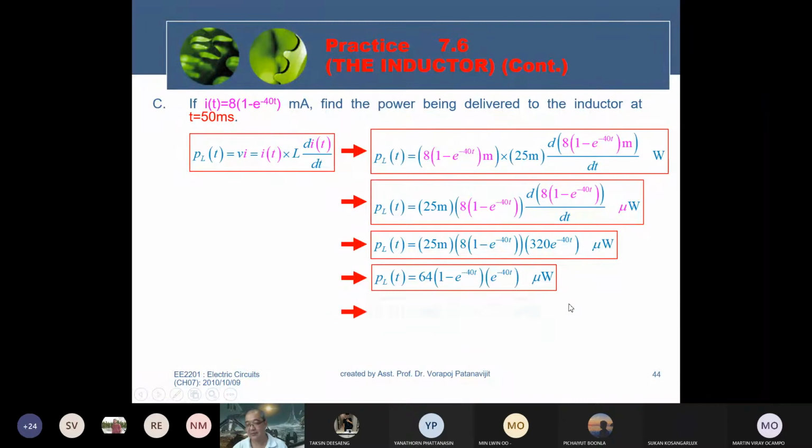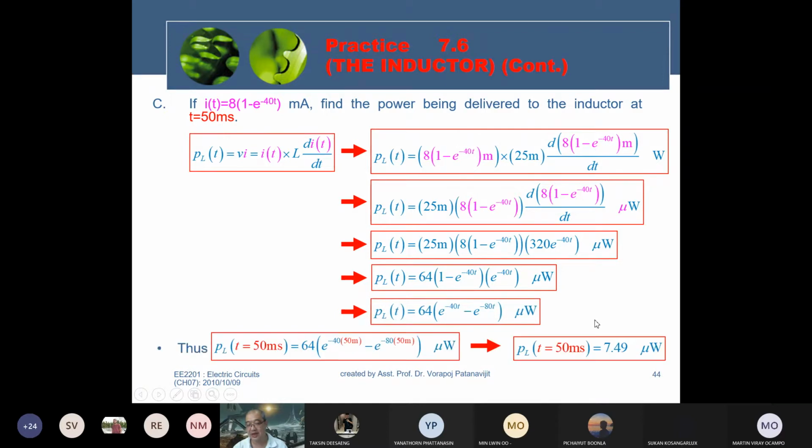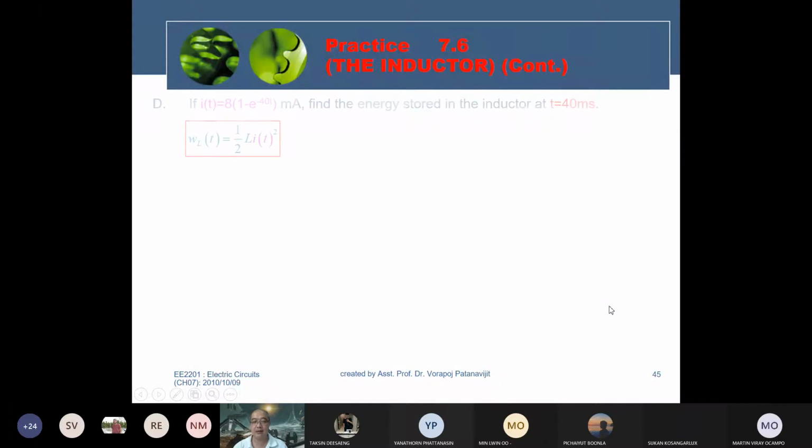The question asks for the power at time equal to 50 milliseconds, so you must substitute t equal to 50 milliseconds in the final answer for the power of the inductor. In this case, it gives 4.5 microwatt, approximately. Next, if it asks you for the energy, the energy is provided by the closed-form equation: w equals 0.5 L I squared.